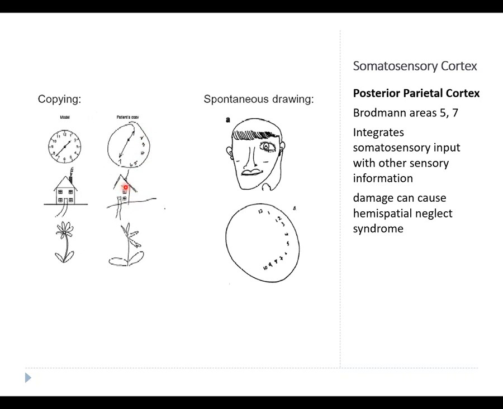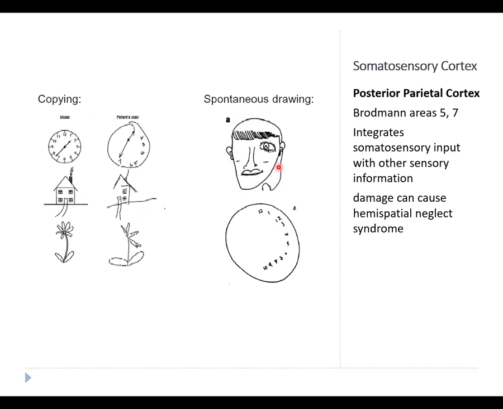Drawing the house, they can do the roof and the ground, the doors and the wall on one side, but then the doors and the wall on the other side are just gone. The picture of the flower, they can draw the stem and the leaves, but then the petals only show up on the right side, not the left side.